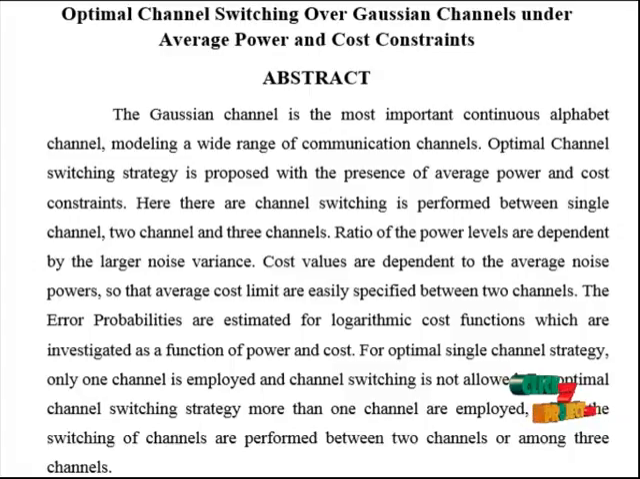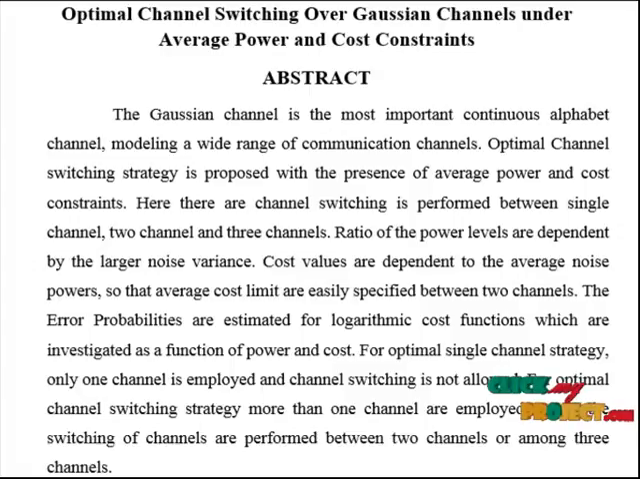Here, channel switching is performed between a single channel, two channels and three channels. The ratio of the power levels depends on the larger noise variance. Cost values depend on the average noise powers, so that the average cost limit is easily specified between two channels. Error probabilities are estimated for a logarithmic cost function, and are investigated as a function of power and cost.